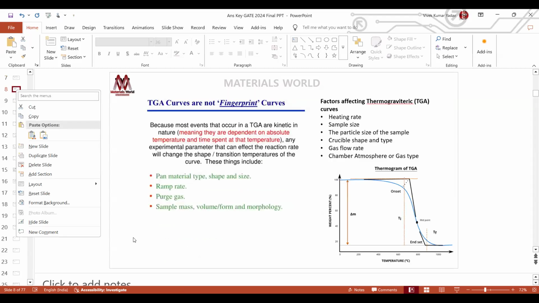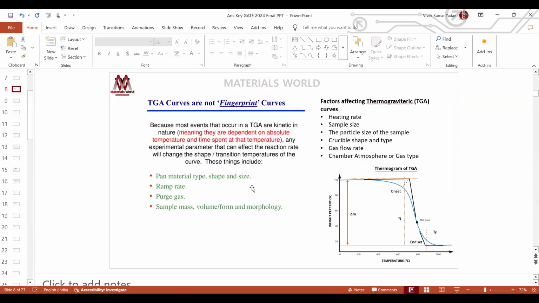So if you go to the second slide, first of all, it's very important to understand that TGA curves are not fingerprint curves. That means most of the events that you see, like the volatile matter getting evaporated, that means you're getting weight loss at a particular temperature. So there is a net weight loss in each transformation. They are kinetically occurring, so by nature each event is kinetic.